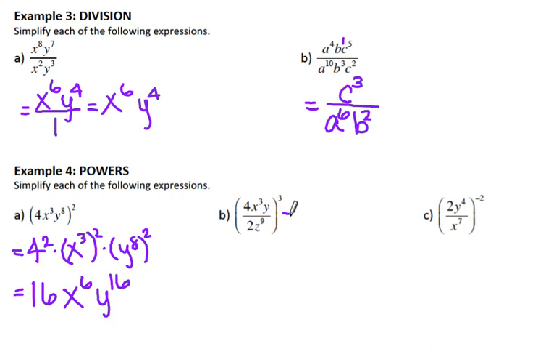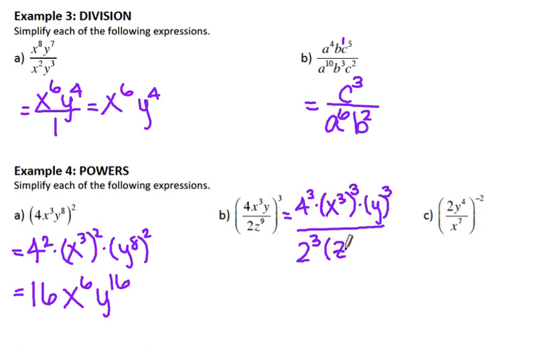Same thing when you have a fraction over here, so you're going to raise each of these terms to the 3rd power. So I have 4 cubed times x cubed cubed times y cubed over 2 cubed and z to the 9th cubed. 4 cubed is 4 times 4 times 4, which is 64. X cubed cubed is going to be x to the 9th, because I'm multiplying my exponents. Y cubed is just y cubed. 2 cubed is 2 times 2 times 2, which is 8. Z to the 9th cubed is going to be z to the 27th.